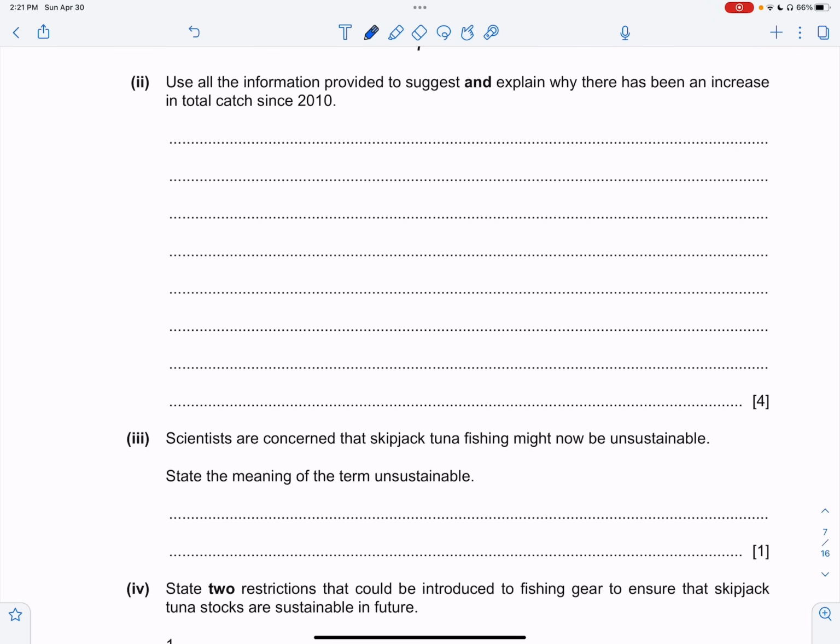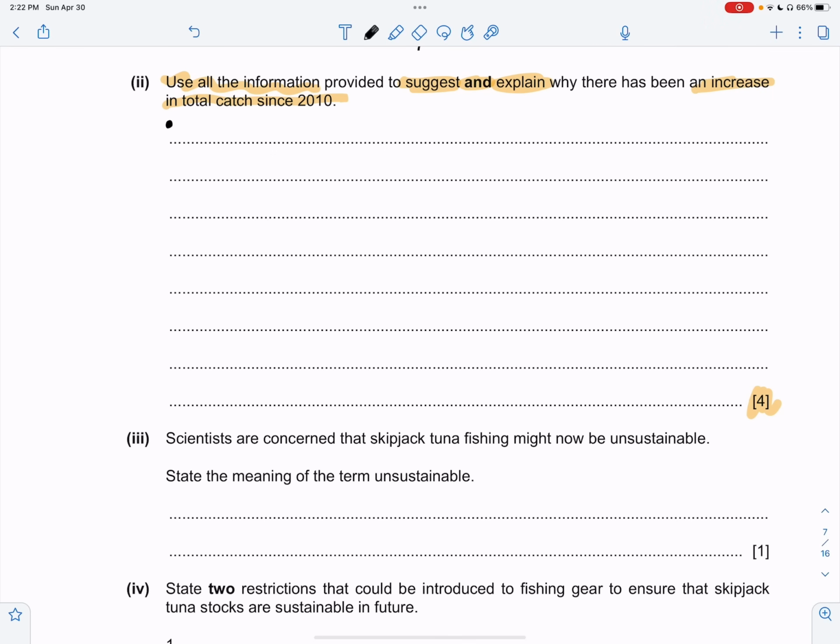Use all the information to suggest and explain why there's been an increase in total catch since 2010. So, what do you think? Why do you think there's been an increase in the total catch since 2010? They say use the information, so we will use the information. For example, we can use the amount that the catch has increased with using a fish aggregating device.